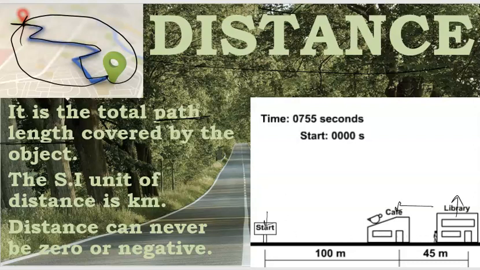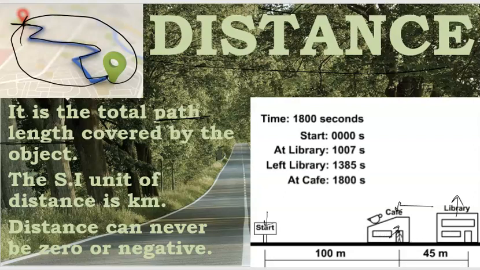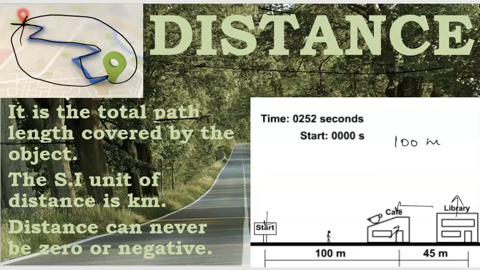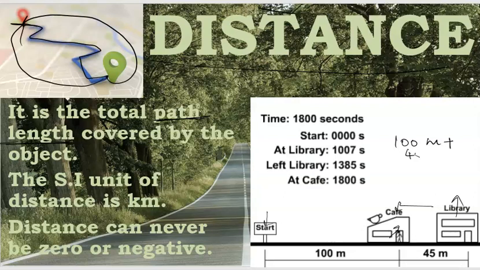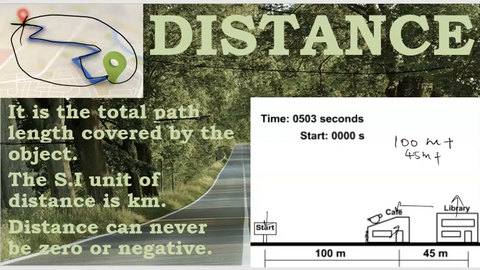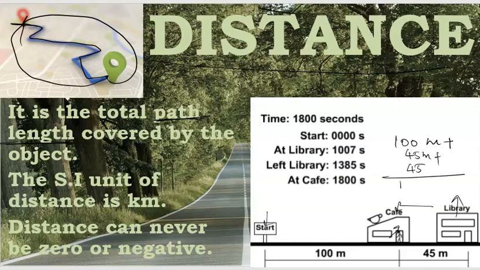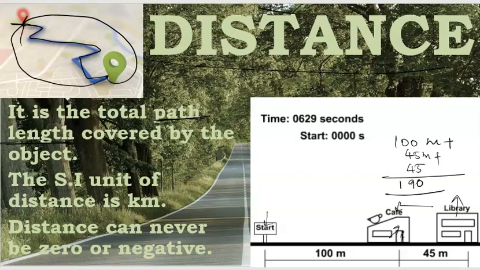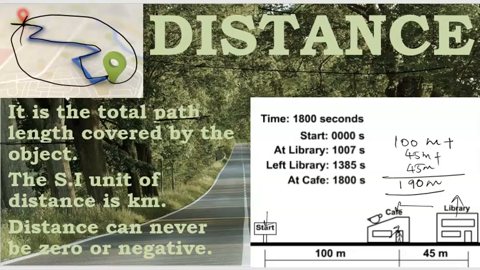Now if you have to calculate the distance traveled by him once he reaches the cafe, then you will say the distance traveled by him is going to be 100 meter plus this 45 meter, and also the 45 meter which he travels back again. So which is going to be 190 meter. So this will be the distance traveled.